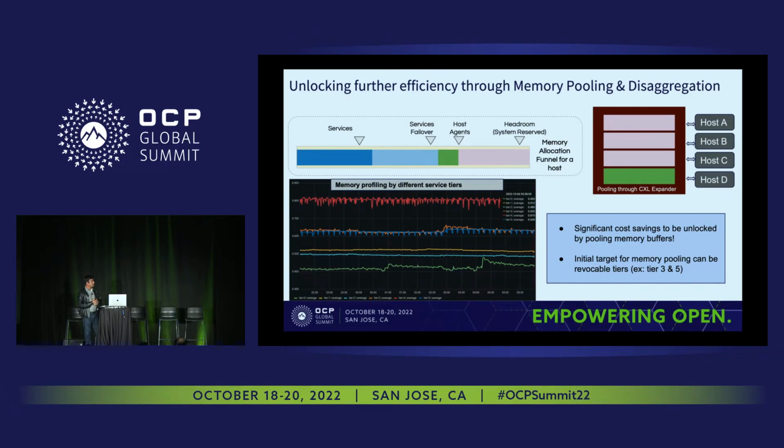So the bar chart on the top shows the memory allocation, and you can see that a lot of memory buffers and low latency host agents can be pooled, and that memory can be reduced by pooling into an appliance. And the chart at the bottom right shows the memory profiling for different services by their business criticality and in terms of their performance and latency. So one of the things we can do is, for example, target tiers like 3 and 5 that show memory coldness and are low in terms of business criticality, and pilot those kinds of services for the pooling solution to begin with.